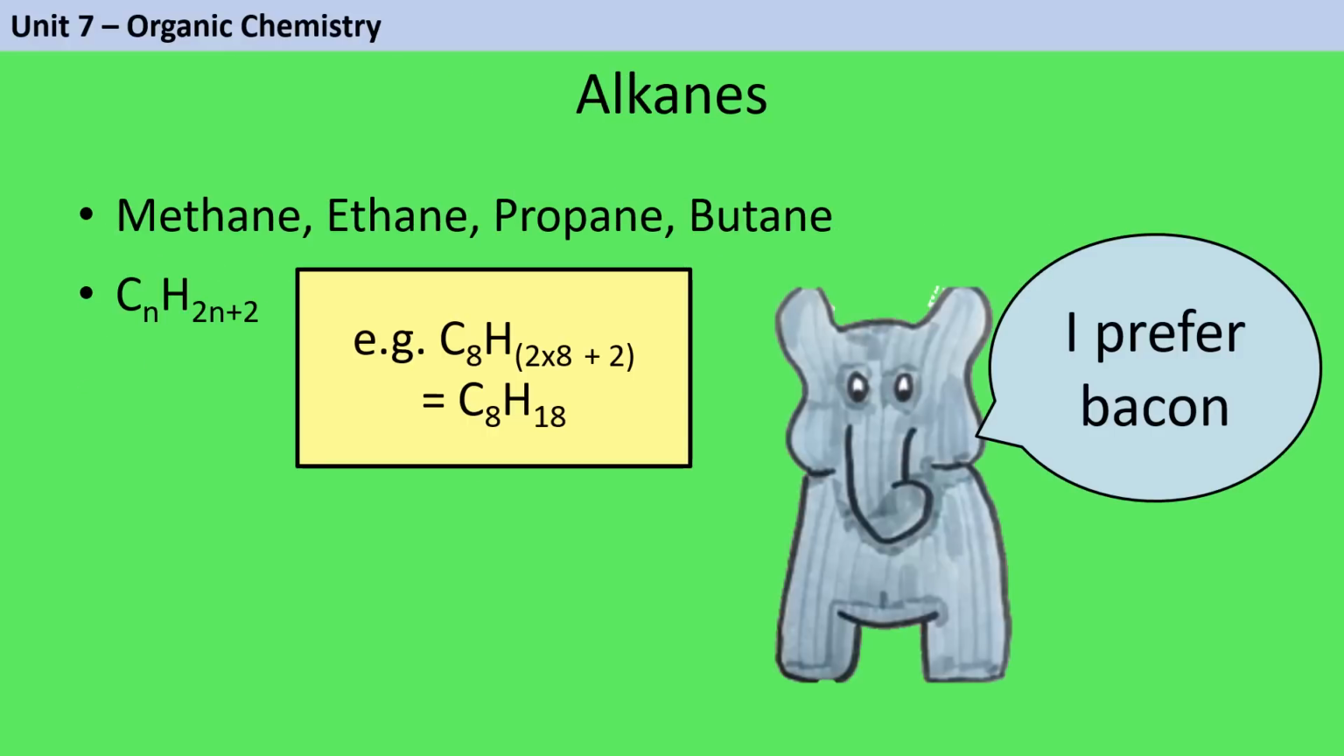You should know that the names of the first 4 alkanes are methane, ethane, propane and butane, and I like to remember this by using the mnemonic most elephants prefer bacon. The general formula for alkanes is CnH2n+2. So what this means is that if we give you any number of carbons, say 8 carbons, we can then use that for n to work out how many hydrogens there should be. So 2 lots of 8 plus 2 gives me a total of 18 hydrogens.